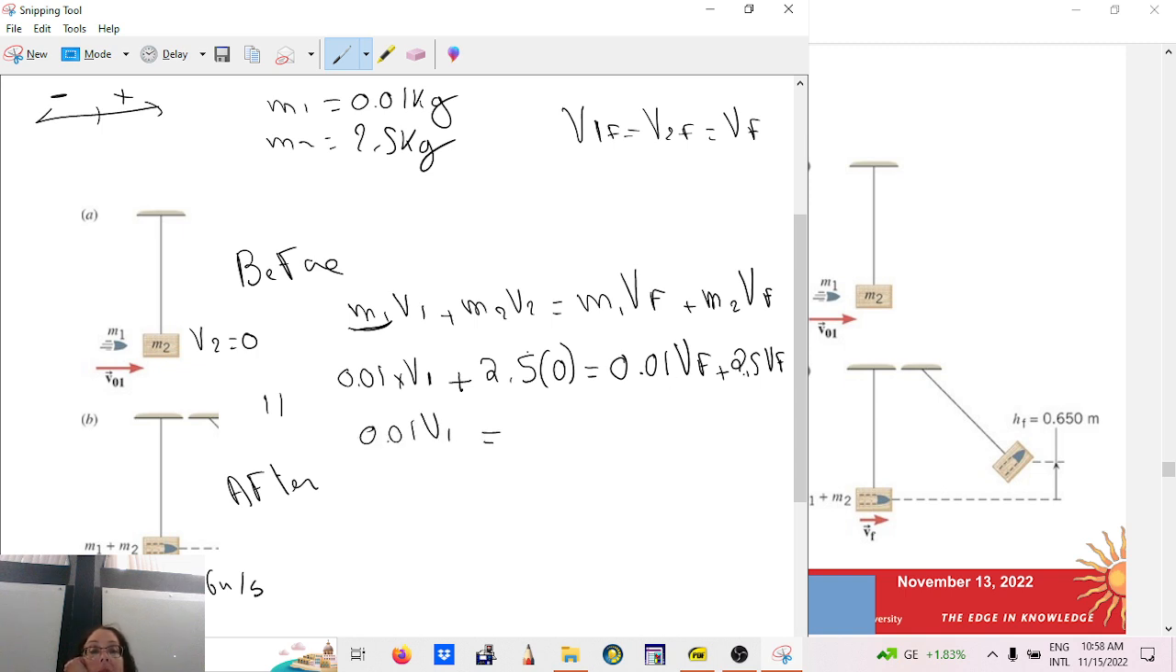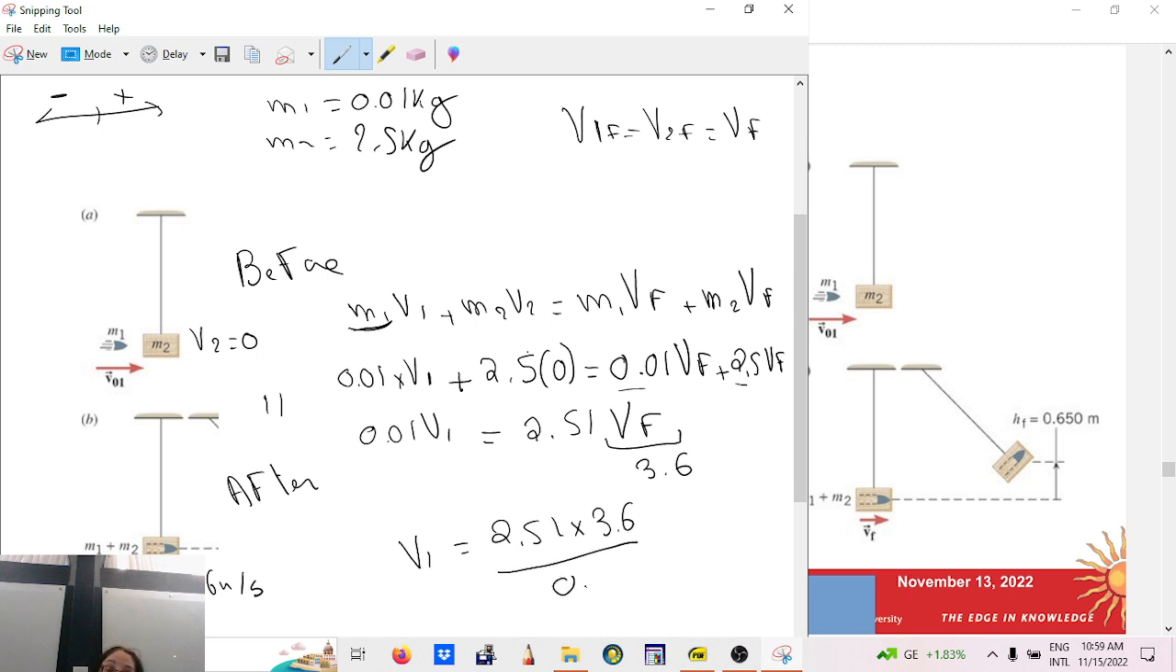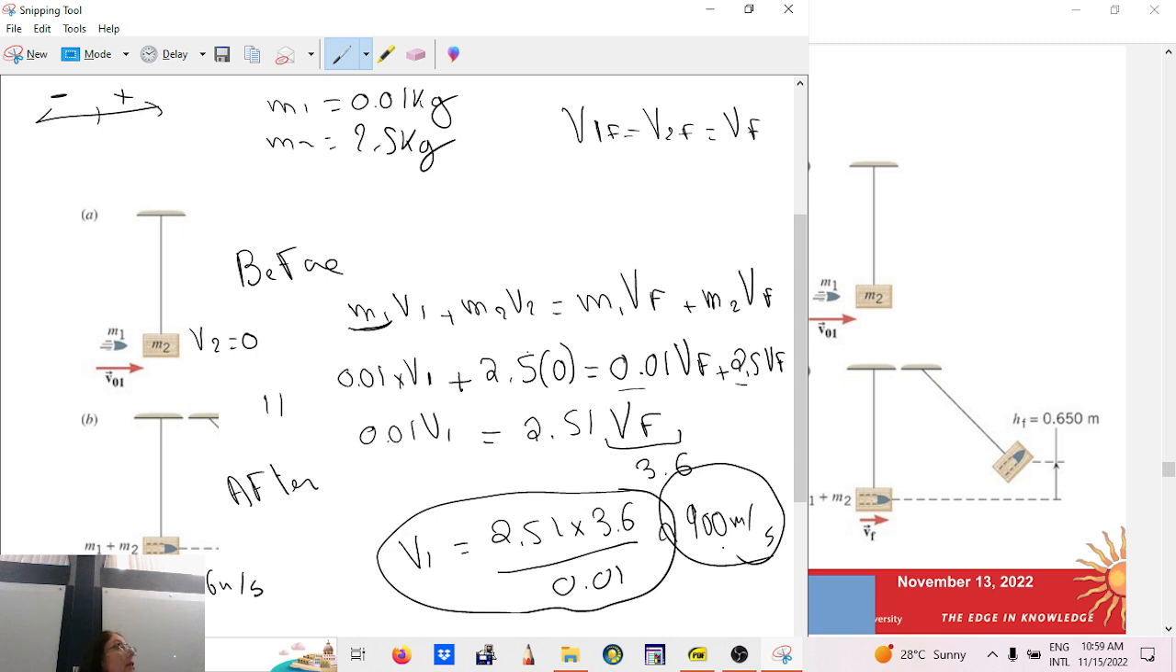So 0.01 V1 equals, you combine like terms. I used to teach algebra, so that's called combining like terms. 2.51, make sure I don't make any mistake. Is that right, 2.51, right? I hope. And we have V final, we say it's 3.6. So V1 equals 2.51 times 3.6. And whatever you find, you're going to multiply by 100, because when you divide by 0.01, it's like multiplying by 100. It's about 900. Is that clear? It's a typical speed for a bullet.